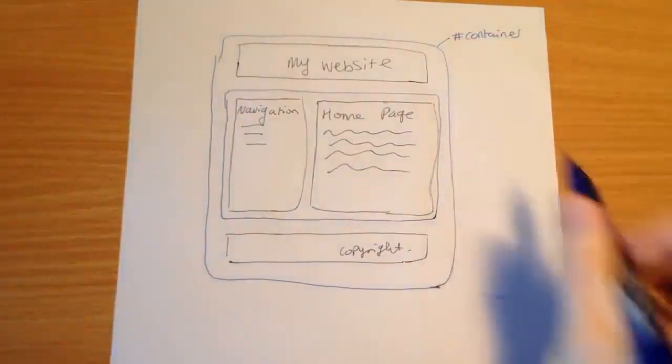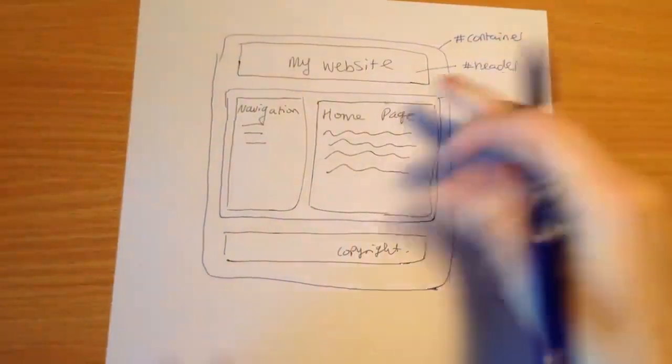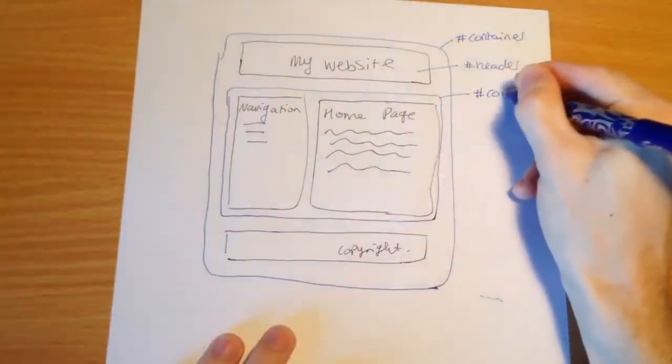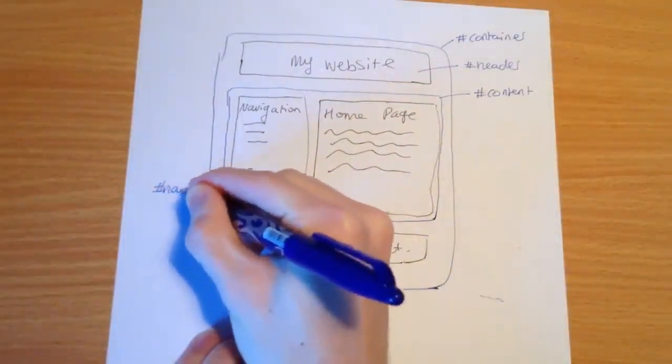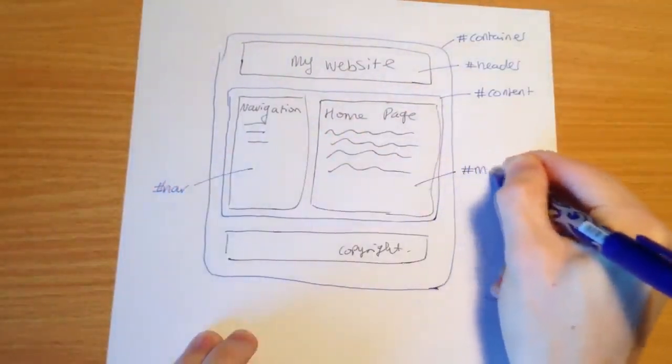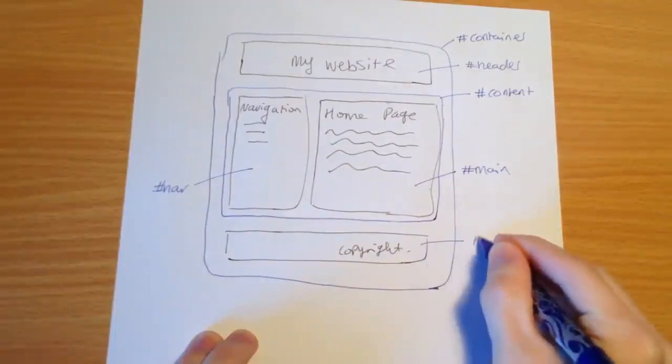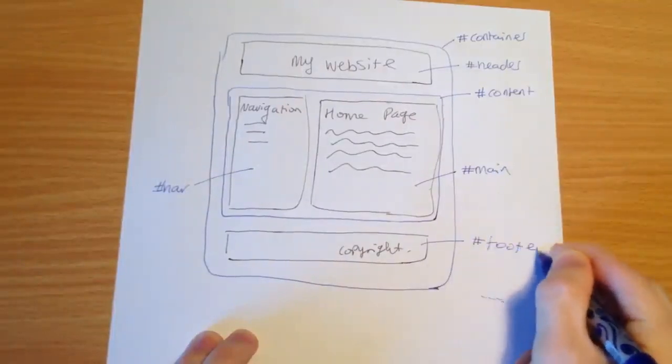The hash means it's the ID. Then we've got hash header. This middle container I'm going to call content, and inside of content we've got hash nav for navigation and hash main for the main section, and then hash footer at the bottom.